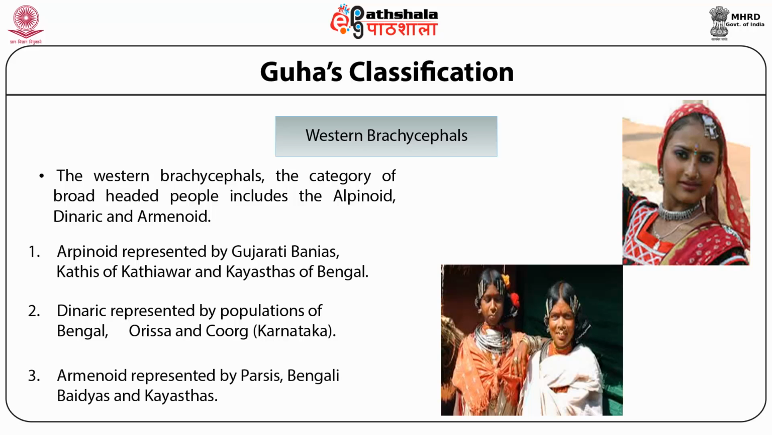The third one is Armenoid. They show strong similarity with Dinaric type. They, however, are characterized by broad head, narrow nose with depressed tip. Their occiput is more marked and nose more prominent than the Dinarics. Tawny skin, white skin color, and they are short to medium stature. Parsis of Bombay are typical representatives of this type. Besides, Bengali Baidyas and Kayasthas exhibit the features.